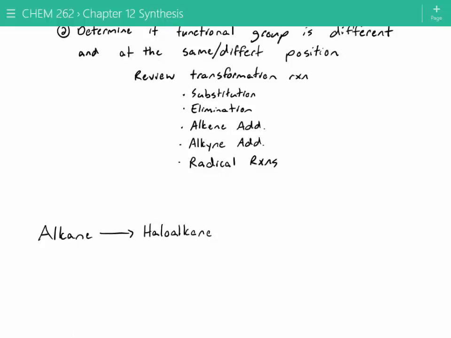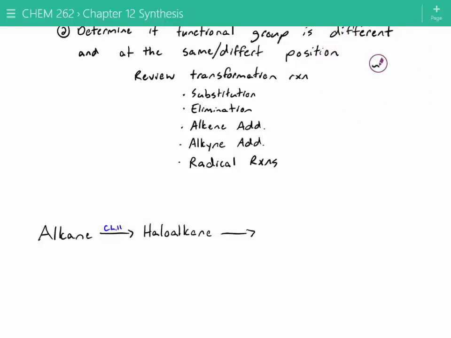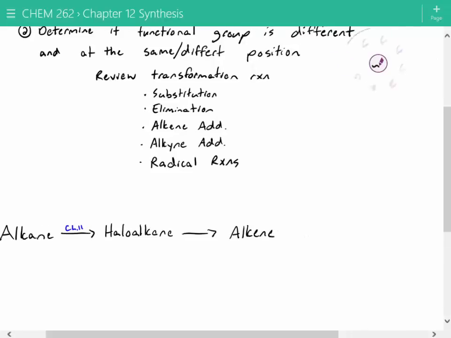So if we have an alkene, we can add a halogen onto it. But what about a regular alkane where it's fully saturated? Yeah, radical reactions, right? In this case, we saw how to do this in chapter 11. And then we saw how to go from a haloalkane all the way to an alkene. How do we do that? Yeah, elimination. That was chapter 8.